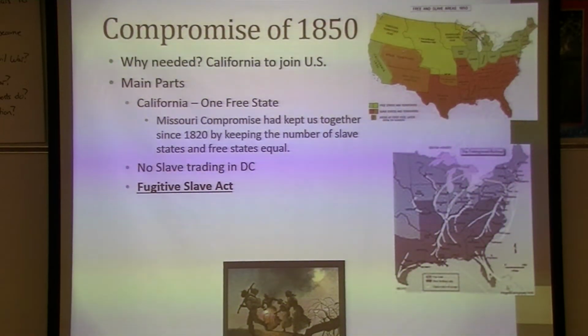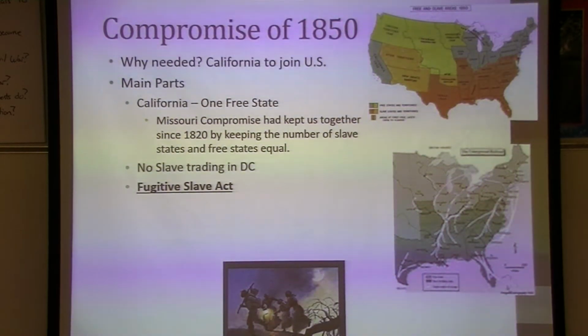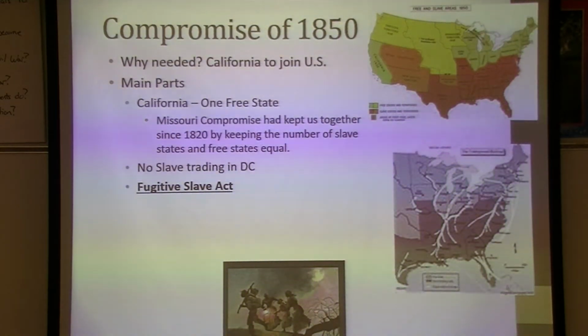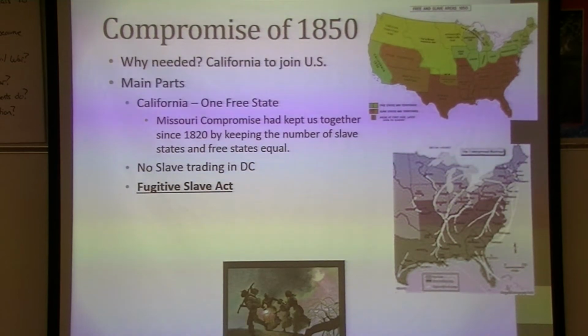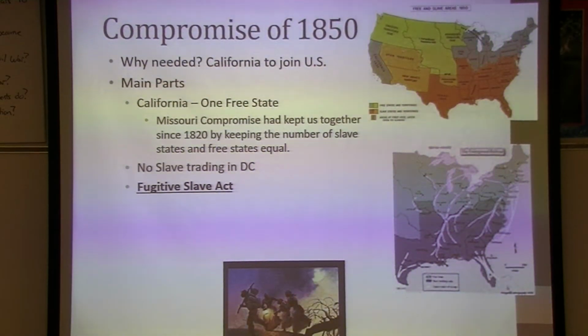One of the most controversial things was the Fugitive Slave Act. Now you see the word fugitive. Most of you should know that's a runaway. So a runaway slave act. This is one of the main things the South got in turn for California coming in as a free state. This law would force areas to return any runaway slaves.